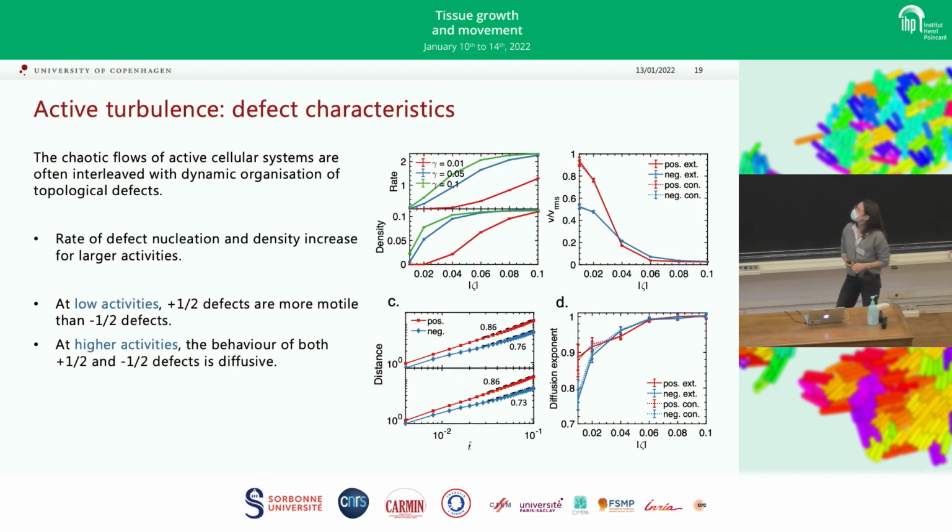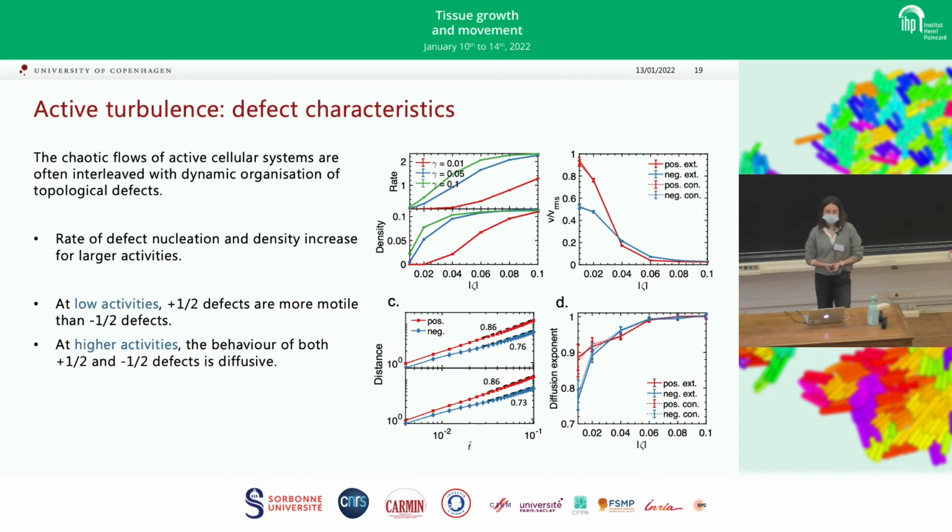So we calculated the rate of defect proliferation and also density of defects as a function of activity. And as expected, we see that as you increase the activity of the cells, then you obtain more and more defects until these values of rate and density saturate. But what was interesting is when we tried to look at how motile the defects are. So we measured the velocities of the defects, and as I mentioned before, from continuum theory, we know that plus halves should be motile, minus halves should be passive.